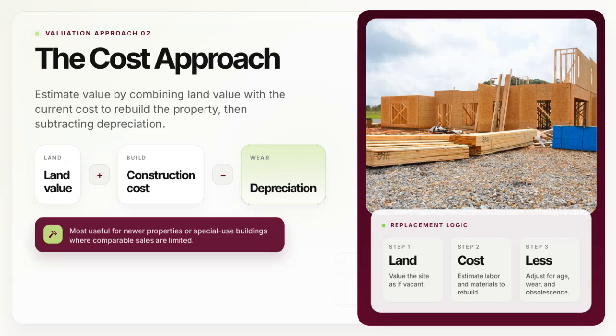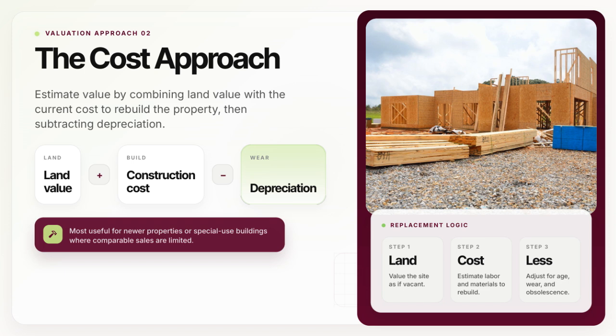Now, let's delve into the cost approach, which is the second valuation method. This approach estimates the property's value by combining the land's value with the current cost to rebuild the property, then subtracting depreciation. To break it down, we start with the land value, which we assess as if the site were vacant. Then we add the construction costs. This includes labor and materials needed to reconstruct the building. Finally, we subtract depreciation, which accounts for the property's age, wear, and any obsolescence.